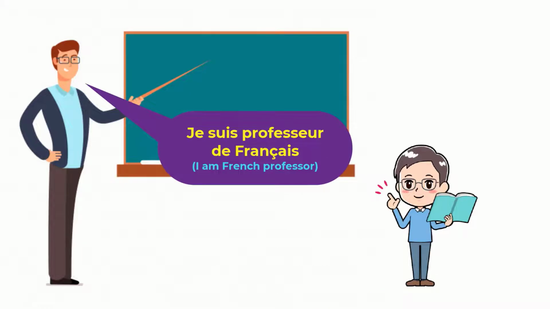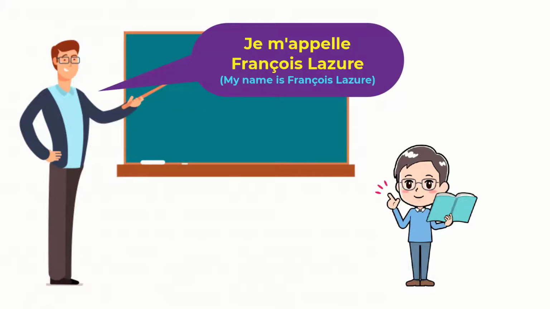Je suis professeur de français. I'm a French teacher, as I am. Je suis means I am. Je m'appelle François Lazure. Now what is this? This we had done in chapter 1. Je m'appelle. Yes, it's my name. My name is François Lazure.